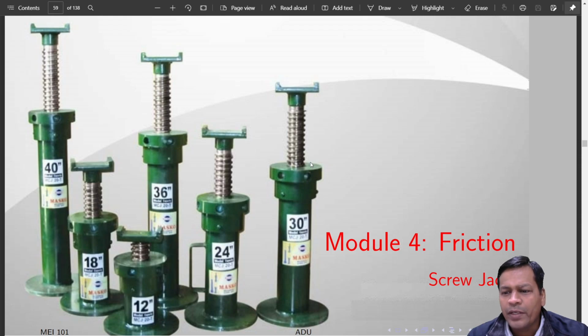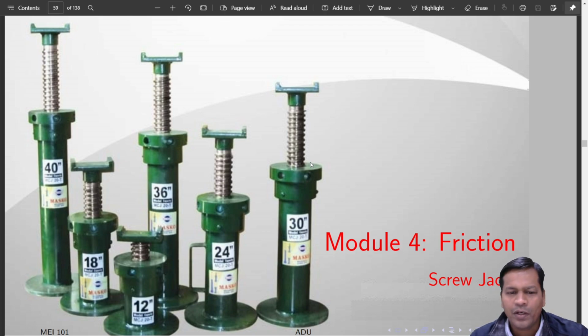Okay, then today we'll discuss screw jacks. I assume you are already familiar with quite a lot of the concepts we discussed earlier, at least the angle of friction, what it is, and how normal and friction forces are related. If you know that, I think you can understand screw jacks quite easily.